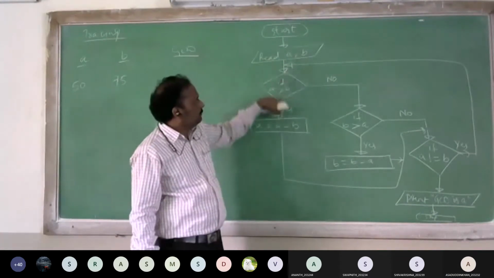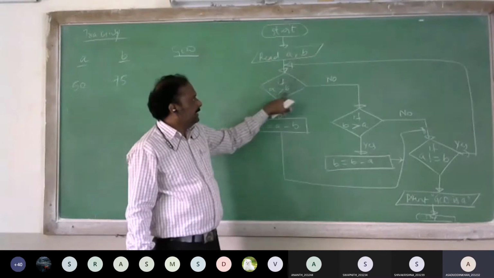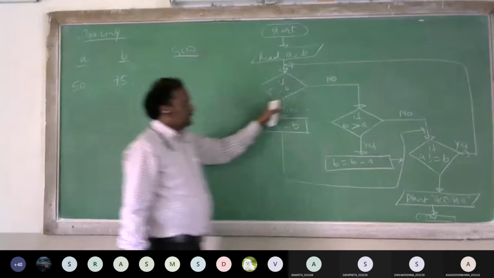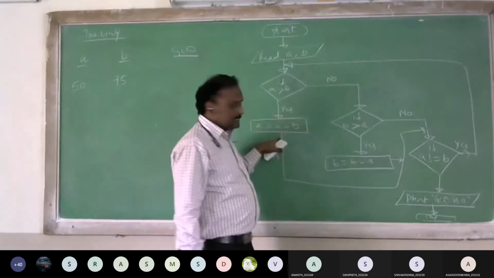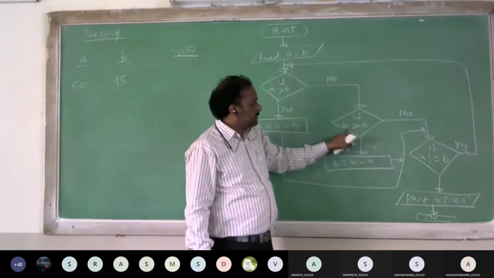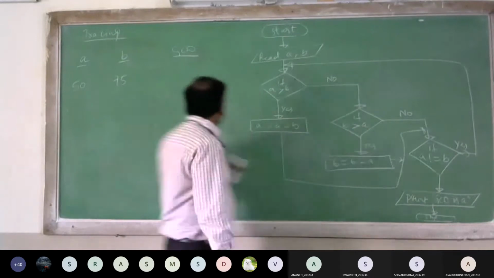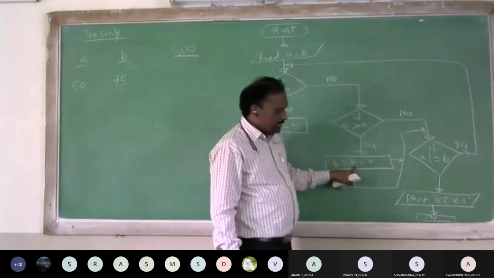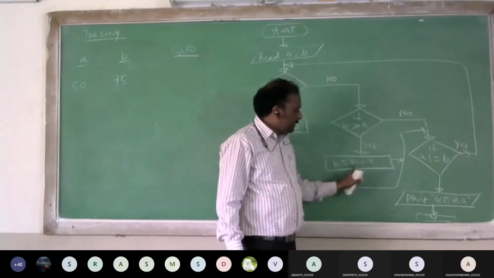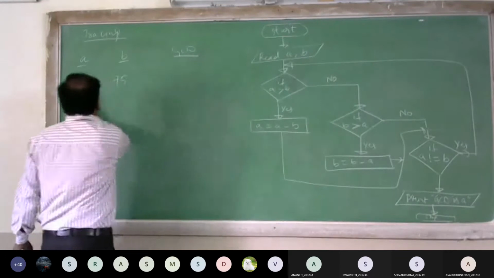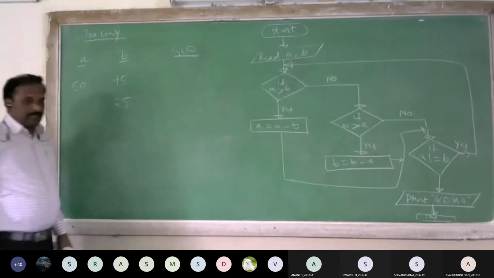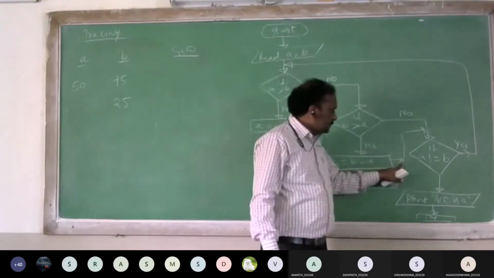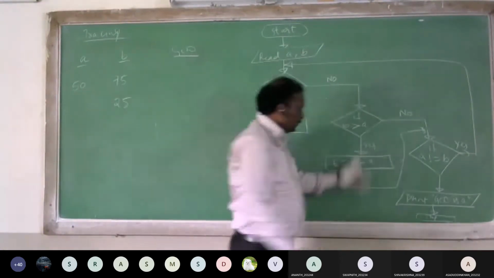Now come to this arrow. Below, A greater than B. Is 50 greater than 75? No. No means follow this arrow. You don't go the yes path. Now again check. Is B greater than A? 75 greater than 50? Yes. Yes means go to this arrow. B is equal to B minus A. 75 minus 50, it is 25. Now I am writing this arrow. If you have not written this arrow, it will not go anywhere.